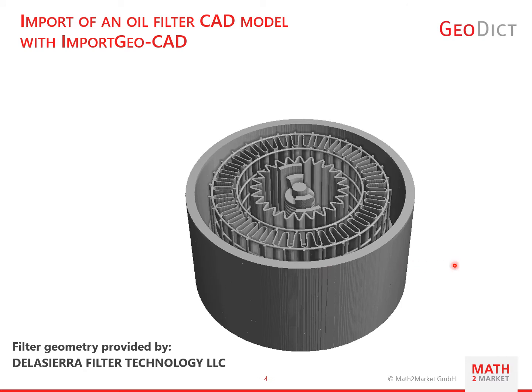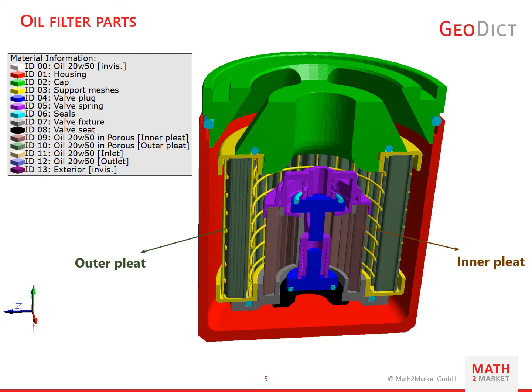This is another, cropped view of the filter element, where you can see the inner pleat, the outer pleat, the support meshes giving the shape and strength to the pleats, the valve here in the middle, and the housing. Each part of the filter after the import can be assigned the corresponding name, an individual material ID, as you can see here, and an individual color.